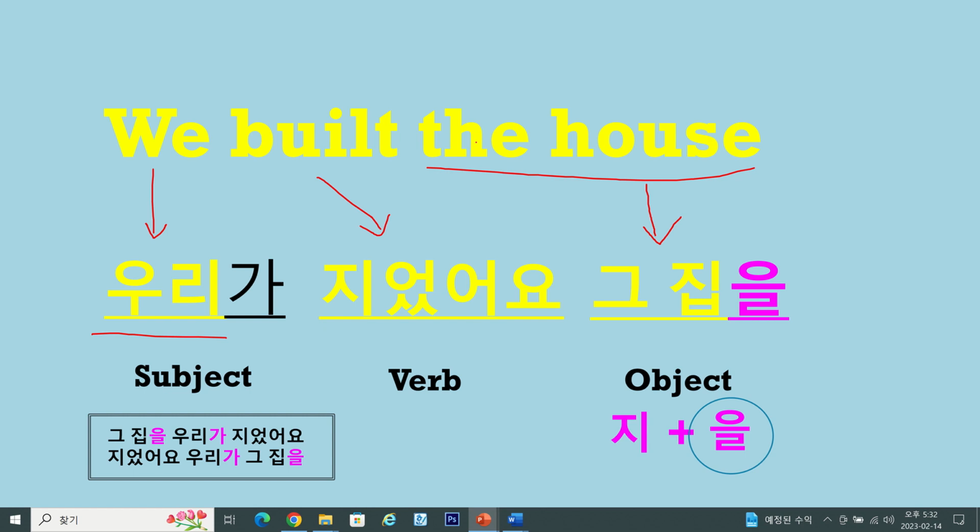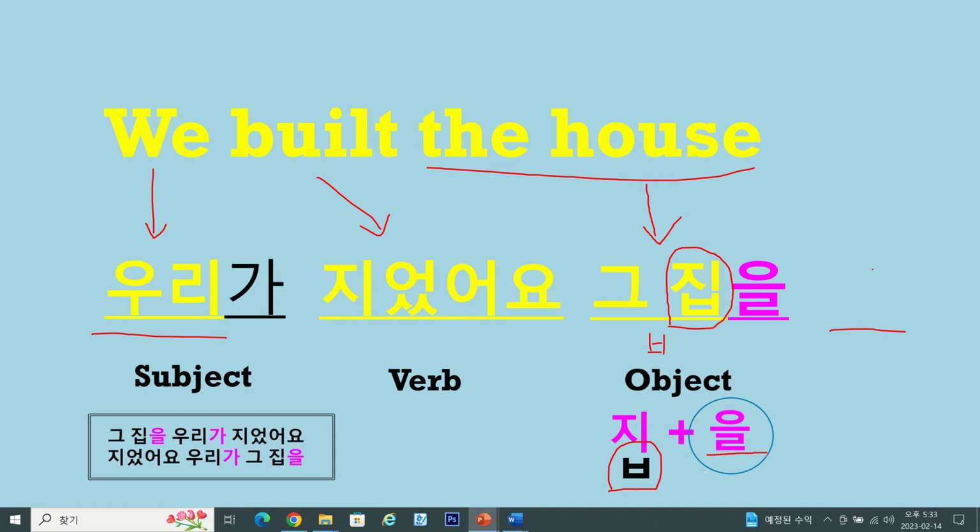Then when should you use the 을 particle? The word 그 집, the word 집, ends with the consonant 비읍, 받침 비읍, so we have to use the 을 particle. 집, consonant 비읍. That's why particle 을 is needed.